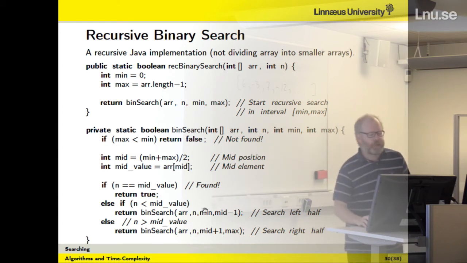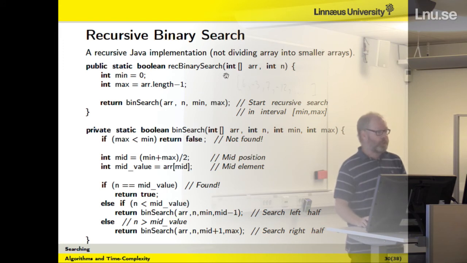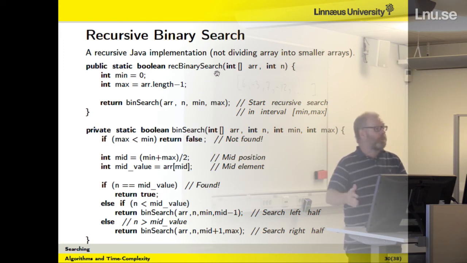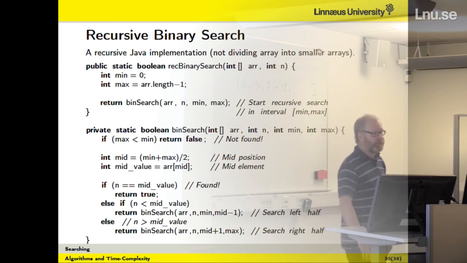I could have done it without this extra method. I could have computed the mid element here, compared with the mid element, and then copied the left part of it into a smaller array and called this method one more time. But then I have to do all this copying. If you want to make it fast, you should avoid dividing the array into smaller arrays. Then you lose all the benefits of it.